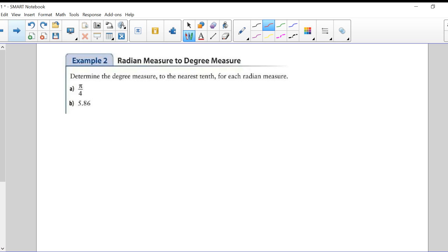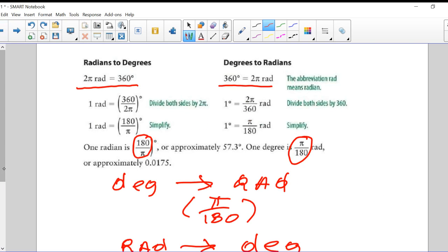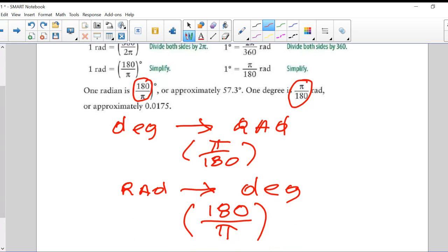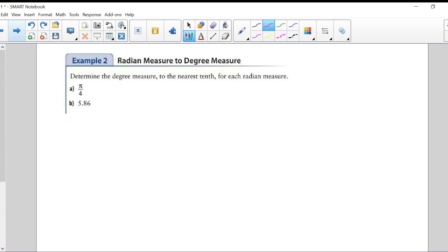So these are both in radians. The pi over 4 is in radians, the 5.86 is in radians. What we're trying to do is convert these into degrees. So let me take you back again. This says, if I start off with radians and I want to get to degrees, I'm going to take 180 over pi and multiply that by the angle that I got in radians. So 180 over pi. I'm going to take the pi over 4 and multiply that by 180 over pi.